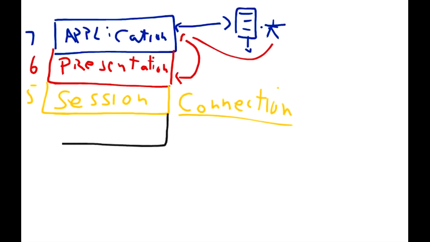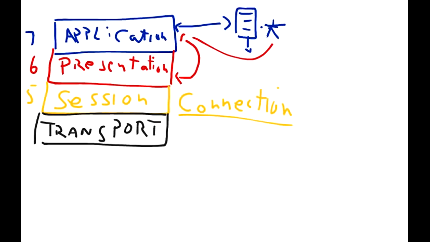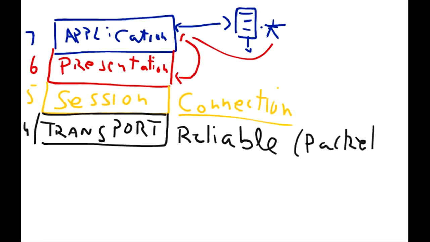And under the session layer, we have got another layer which facilitates the session layer, and that layer is called the transport layer. The main purpose of the transport layer is the reliable sending of data packets between nodes. So its main purpose is to send the data packets between two nodes. It converts the data into packets, and its main purpose is to send them reliably to the other node.